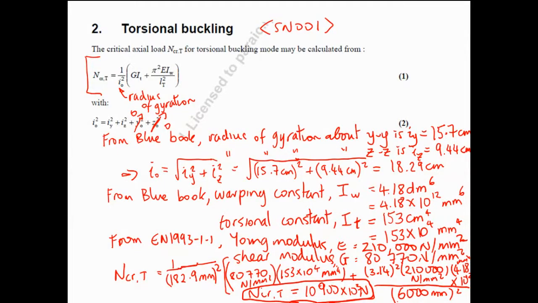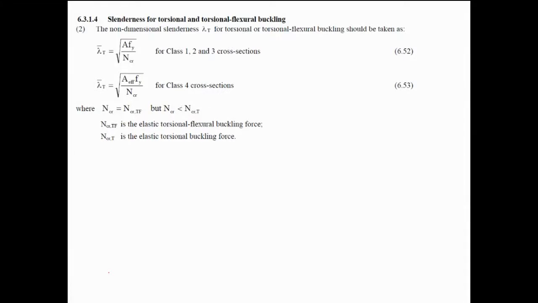Okay, so I get the critical torsional buckling resistance is 10,900 kilonewtons, or 10,900 by 10 to the power of 3 newtons. The next step then is I need to work out what the slenderness value is. We've worked out that it's a class 3 section, which we did in step one, where we looked at the classification of the section.